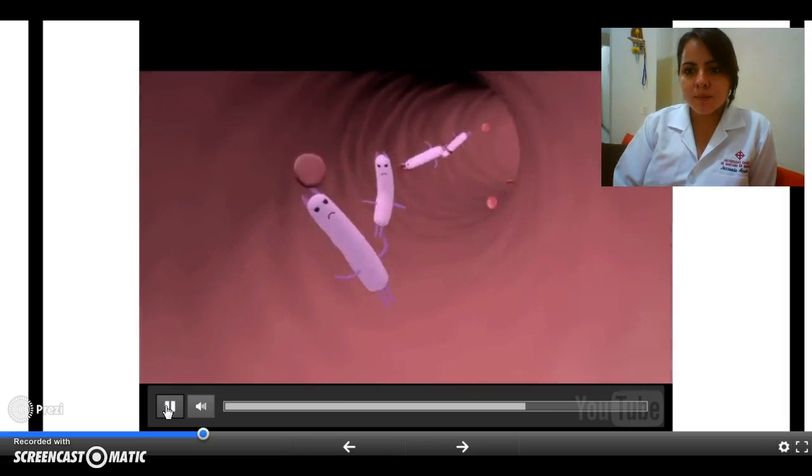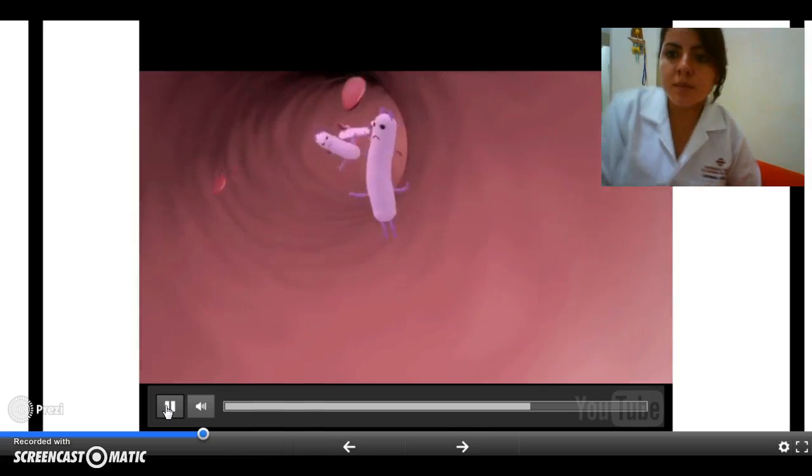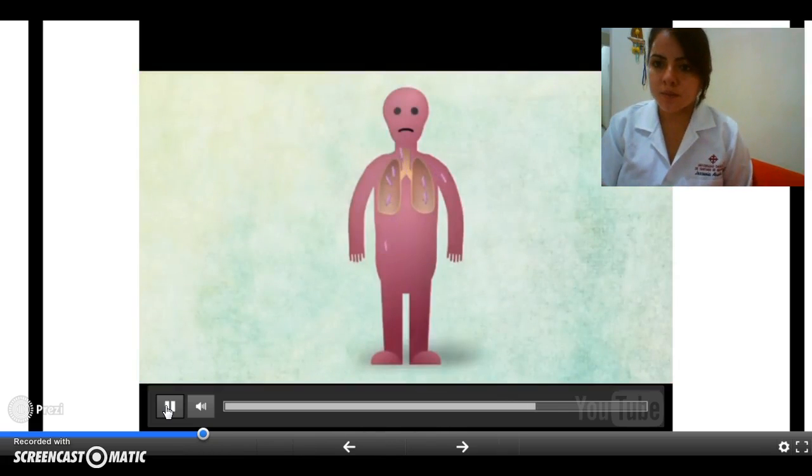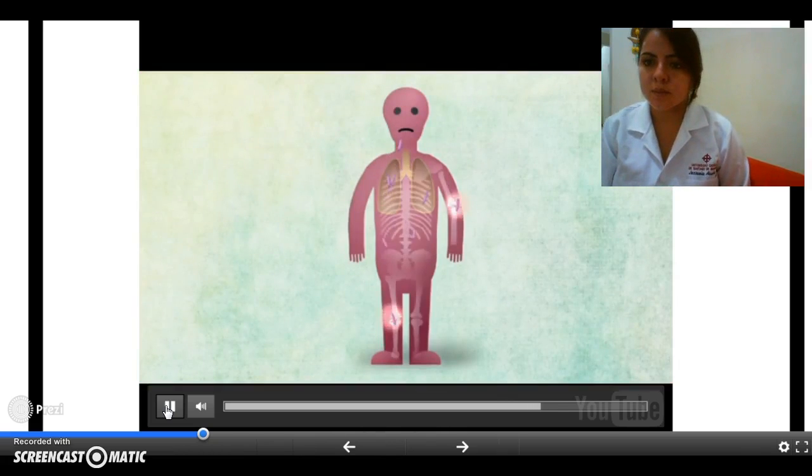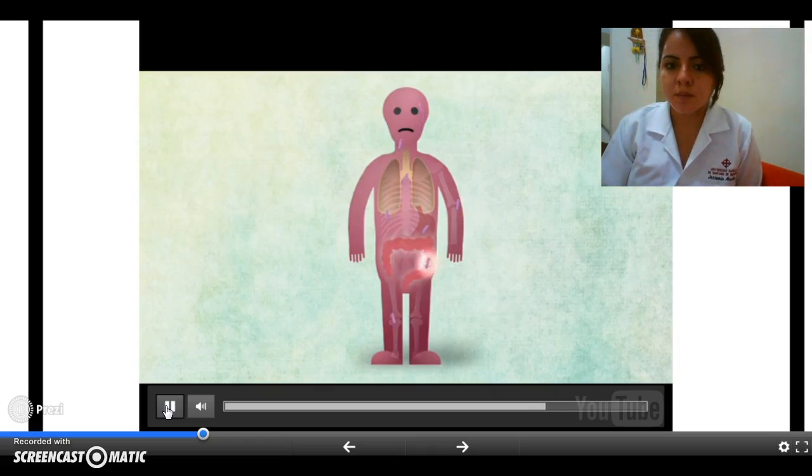Once in the lungs, the bacteria may spread via the bloodstream or the lymphatic system to other parts of the body, to the lymph nodes, bones and joints, the digestive system, the central nervous system, the liver, or the heart.